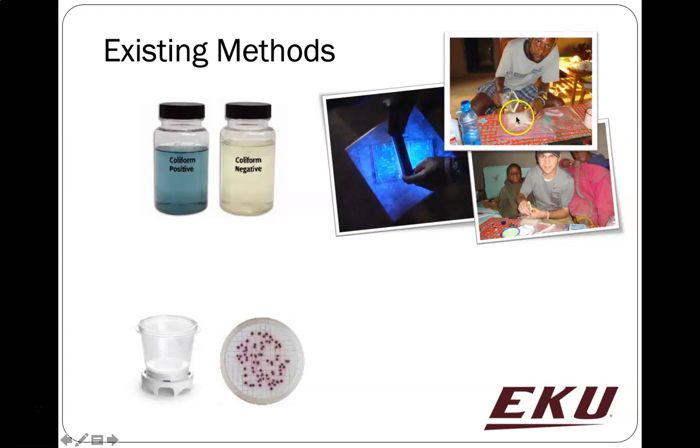You pour the water into the plate. You incubate it for a day or longer if you need to, if it's not warm enough. And then you shine a black light. This is a battery-operated black light over it to enumerate the E. coli.